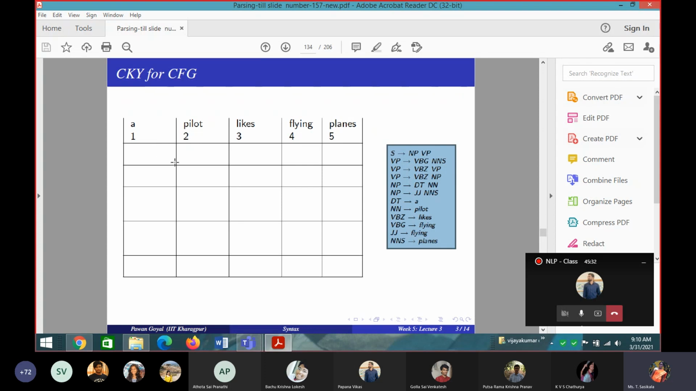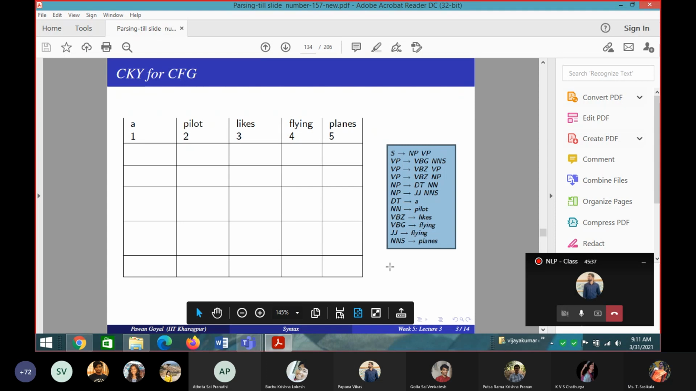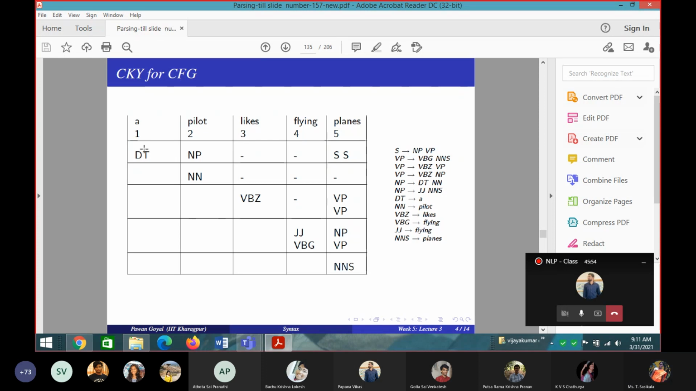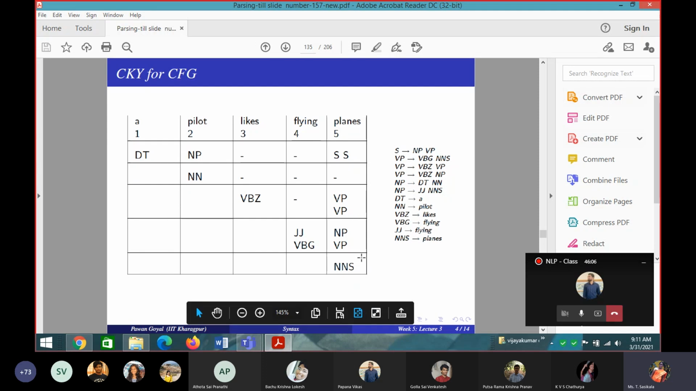And the first thing you have to fill is the diagonal. So fill the diagonal column first. See here how they have filled it. What is this first? X01. What is the word I have? A. For A, what is the rule given? DT gives A. So I am giving DT. So first I am filling the diagonal columns.